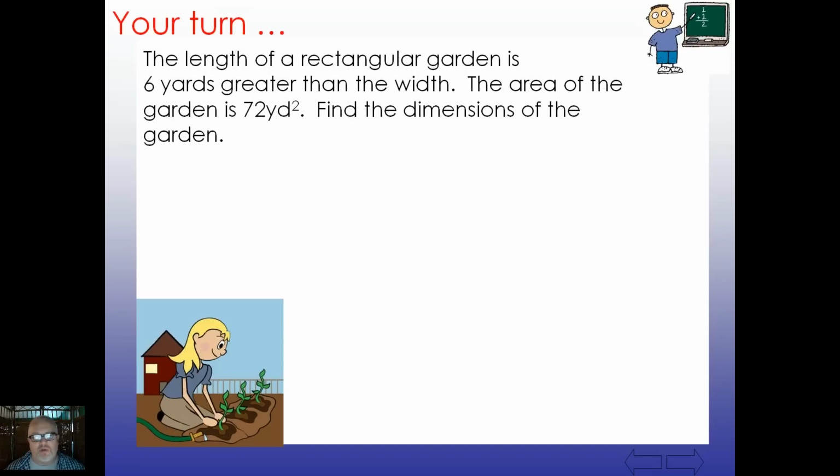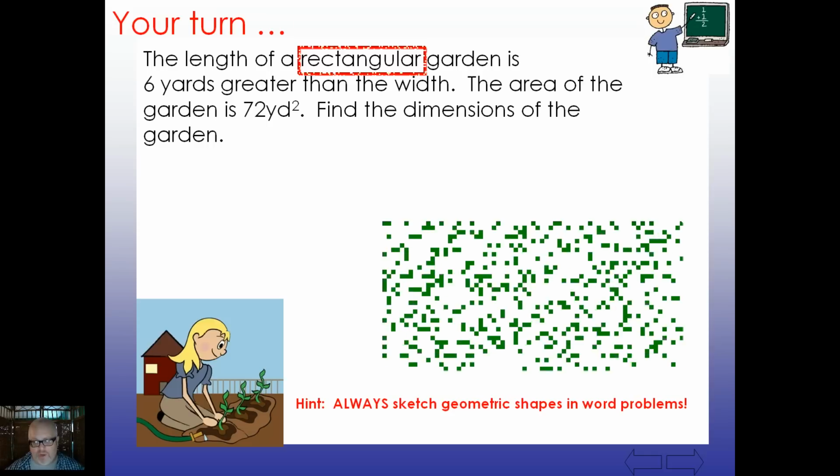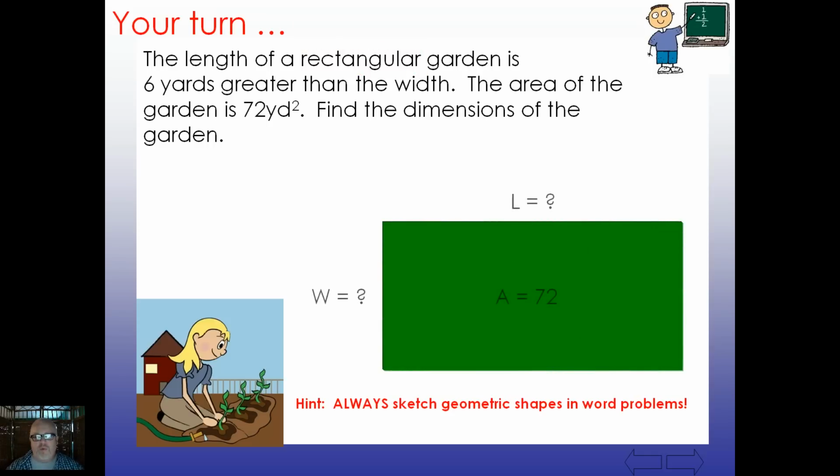It says the length of a rectangular garden is 6 yards greater than the width. The area of the garden is 72 square yards. Find the dimensions of the garden. As soon as you see the word rectangular, what should we do? That's right, we should sketch it and fill in what we know. Well, we know from 5th and 6th grade that width times length is going to be our 72. So width, we don't know anything about the width, it's just the width, but we know something about the length. And what is it that we know about the length?